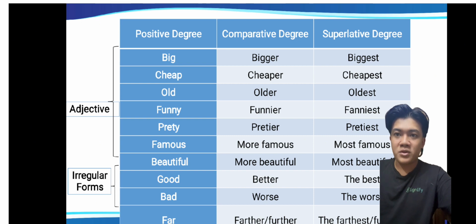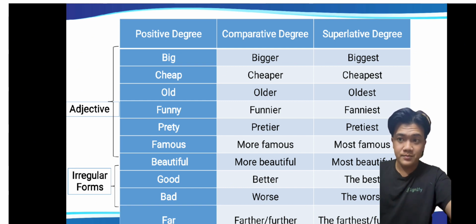Adjective: positive degree, comparative degree, superlative degree. Big, bigger, biggest. Cheap, cheaper, cheapest. Old, older, oldest. Funny, funnier, funniest. Pretty, prettier, prettiest. Famous, more famous, most famous. Beautiful, more beautiful, most beautiful.